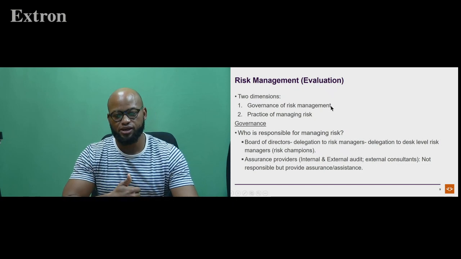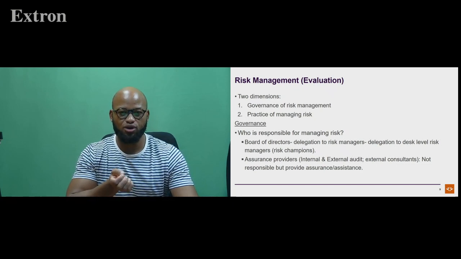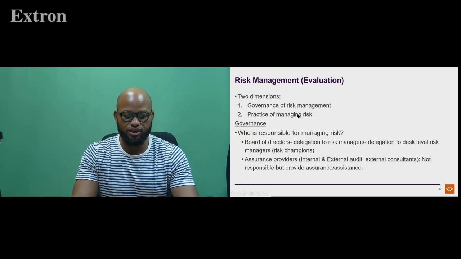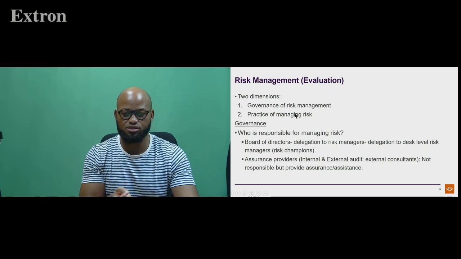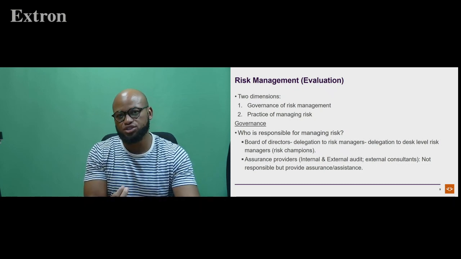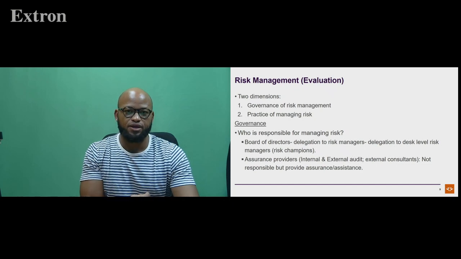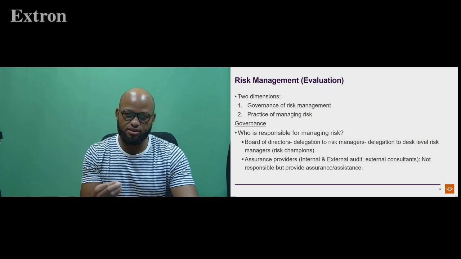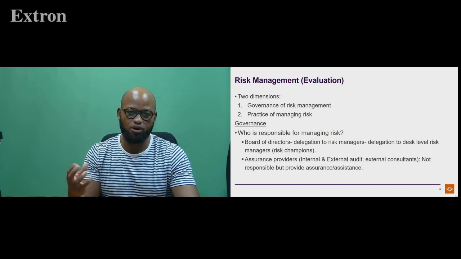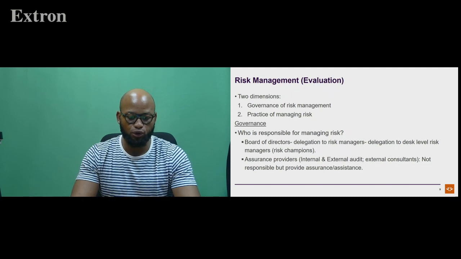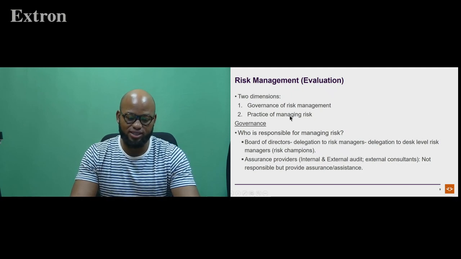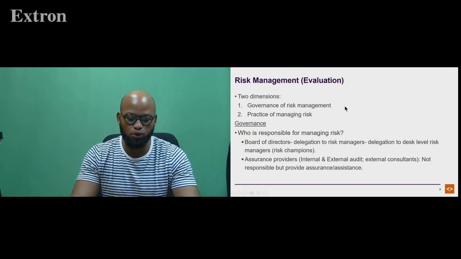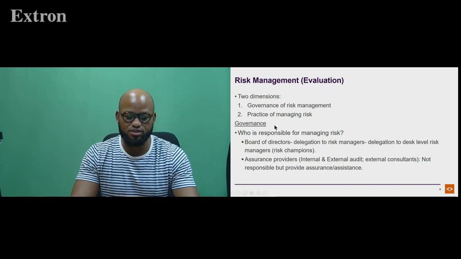Who's responsible for risk management? And then how do those people who are responsible go about actually managing risk? The second dimension is the practice of managing risk. In other words, the specific techniques, the tools, the steps, the actions, the thoughts, the meetings, the documents, the actual practical aspects of going about managing risks. If you're going to be an accomplished student for PRS this year, you're going to need to be able to demonstrate that you understand the issues associated with both the governance of risk management as well as the practice of managing risk.